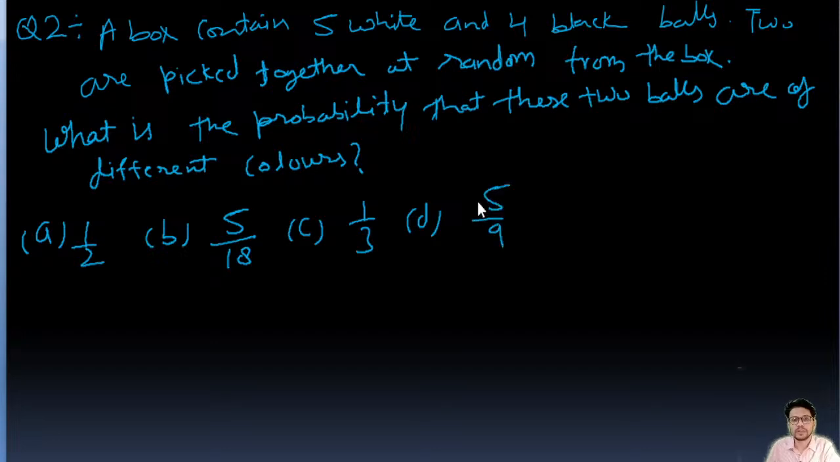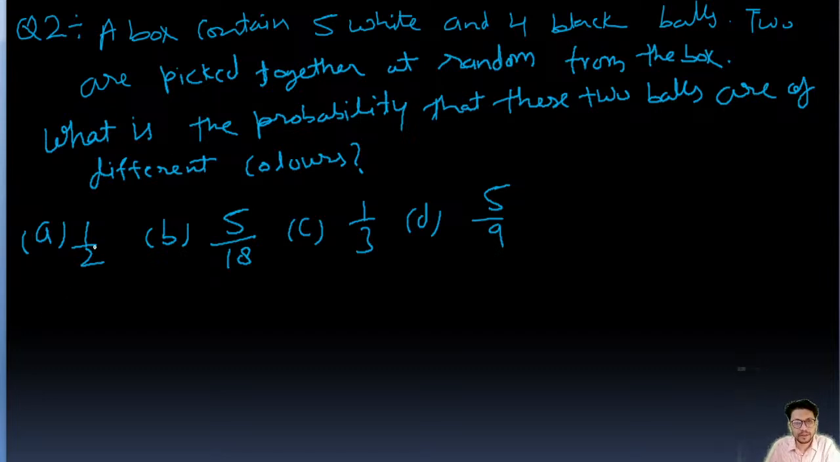Okay, so this is the question, guys. A box contains 5 white balls and 4 black balls. 2 are picked together at random from the box. What is the probability that these two balls are of different colors?